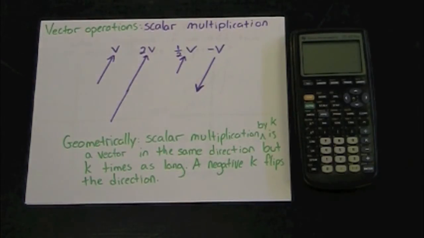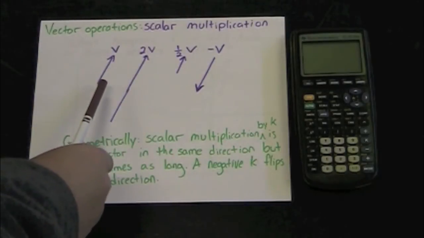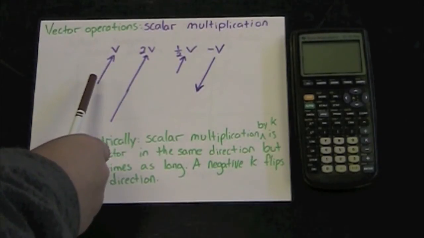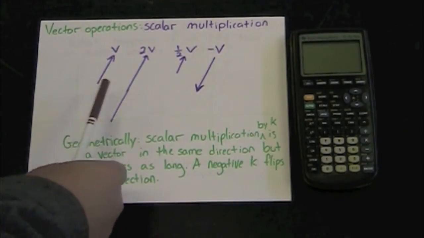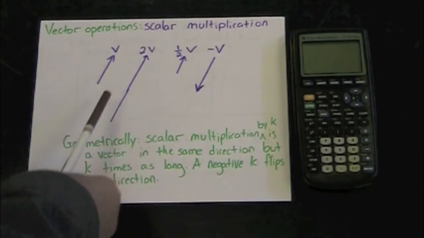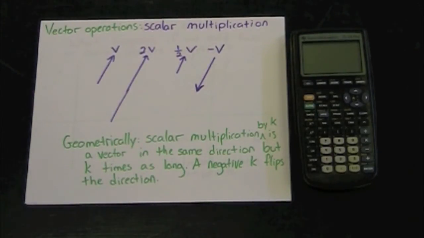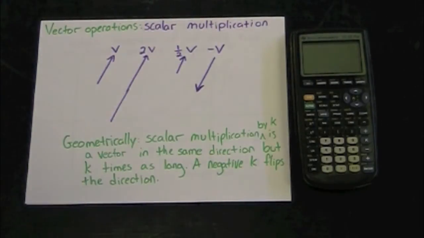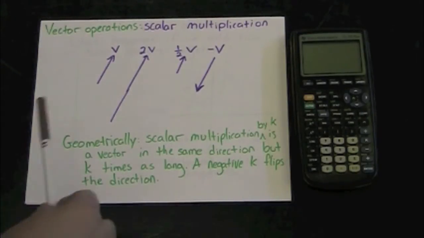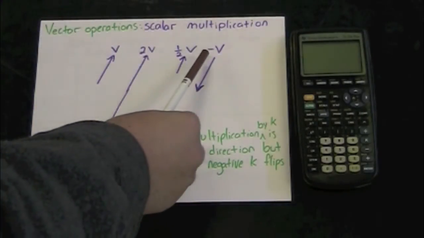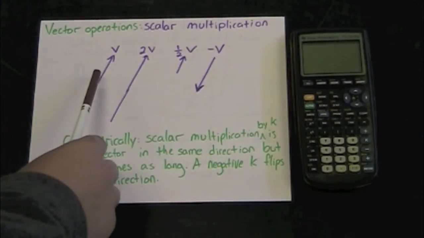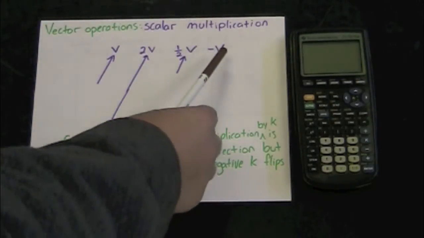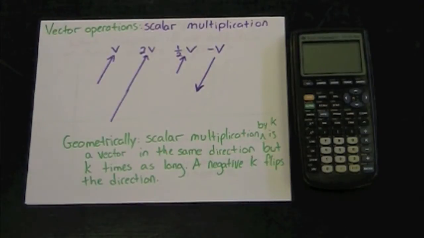And if I look here, if I start with the vector v, if I multiply it by the scalar 2, it's going to produce a vector twice as long, but in the same direction as v. If I multiply it by half, it's going to produce a vector of half the magnitude, but in the same direction of v. If I multiply it by a negative 1, I get a vector of the same magnitude, but in exactly the opposite direction of v.